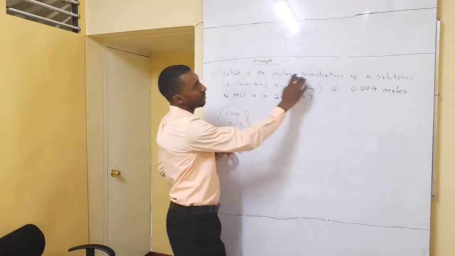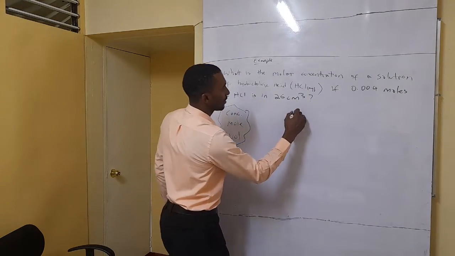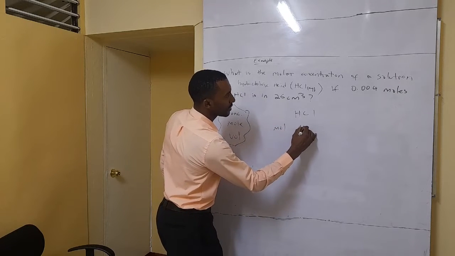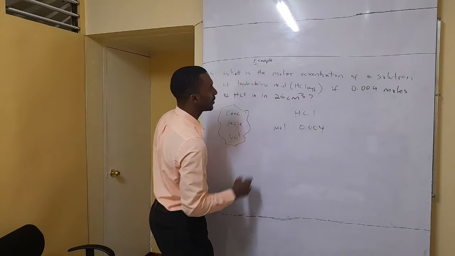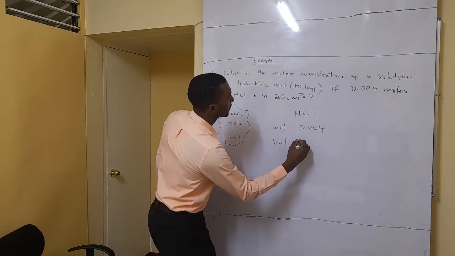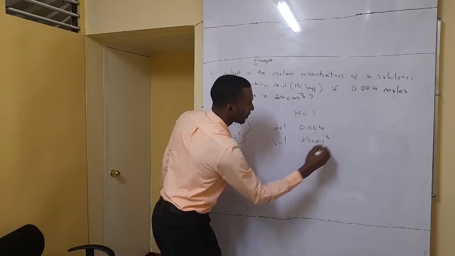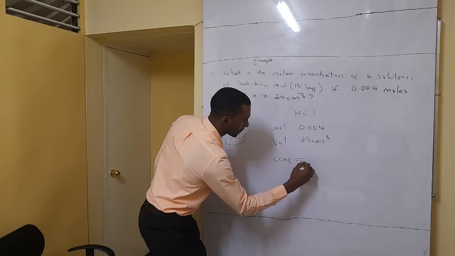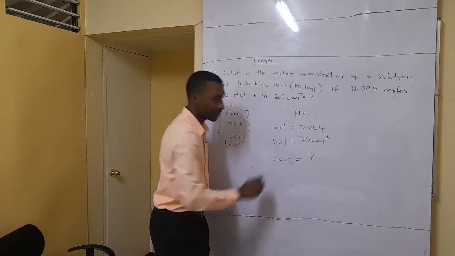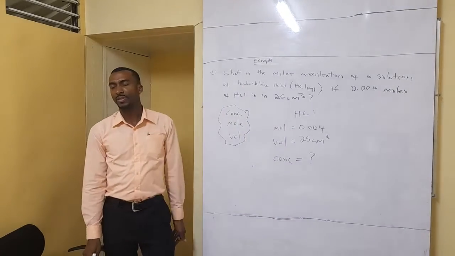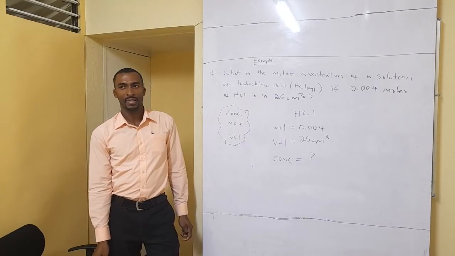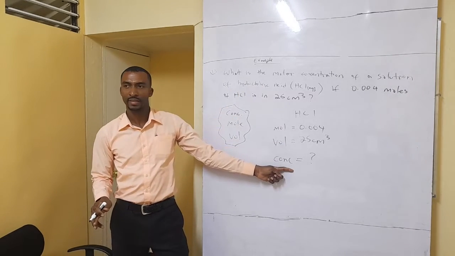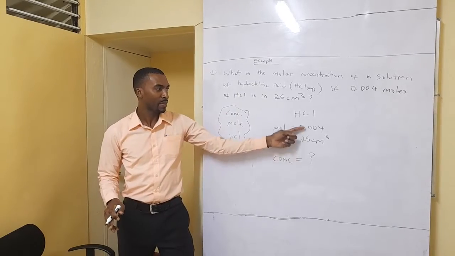Now, what are these things that we have here? For HCl, we have the moles, which is 0.004 moles. We have the volume, which is 25 cm cube. So the concentration is the unknown. We could deduce this information from the question. So what is required, and what do we have?